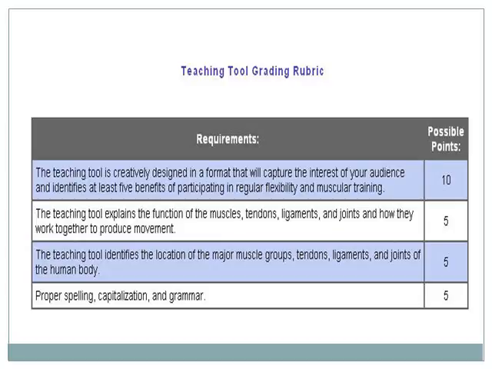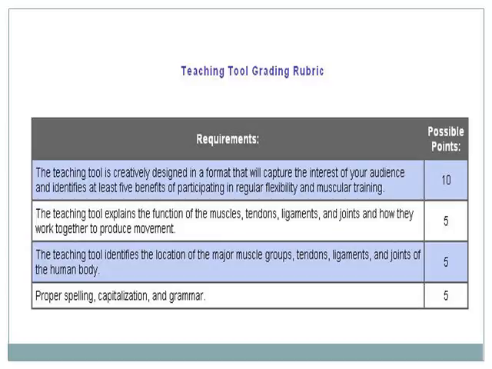The milestone 1 is asking you to create a teaching tool that is creatively designed in a format that will capture the interest of your audience, and it needs to identify at least 5 benefits of participating in regular flexibility and muscular training. You need to make sure you're explaining the function of muscles, tendons, ligaments, and joints and how they work together to produce movement.